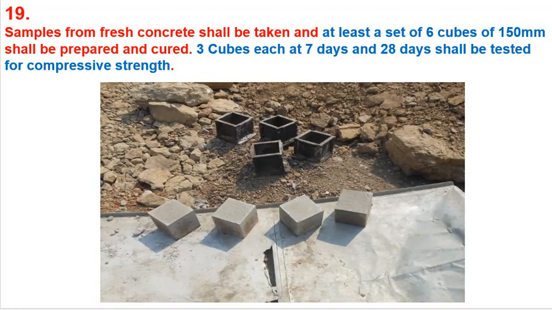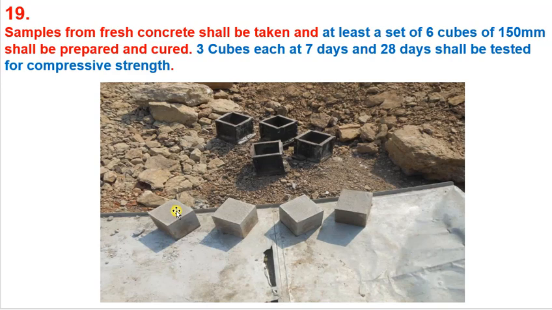And the second point for today's discussion is that samples for fresh concrete shall be taken, and at least a set of 6 cubes of 150 mm shall be prepared and cured. 3 cubes each at 7 days and 28 days shall be tested for compressive strength. What does this mean? This means that whenever we are required to do the compressive strength test of any concrete sample, we need to take 6 cubes.